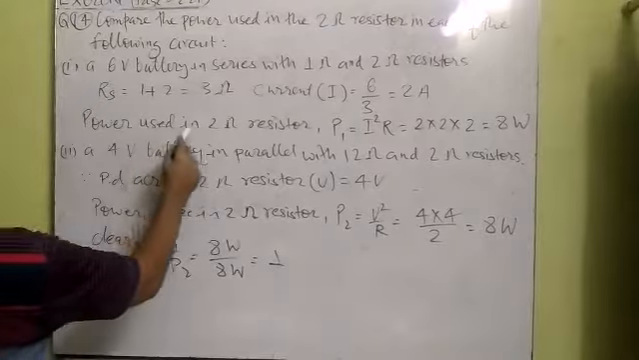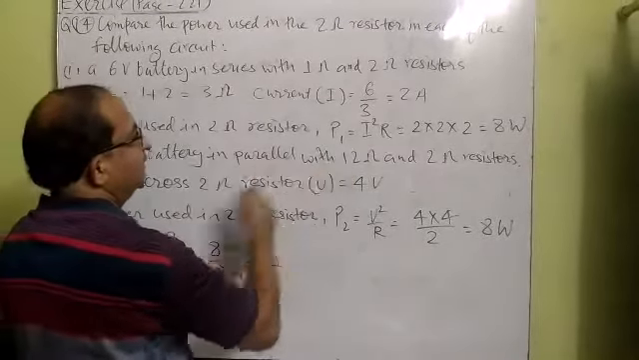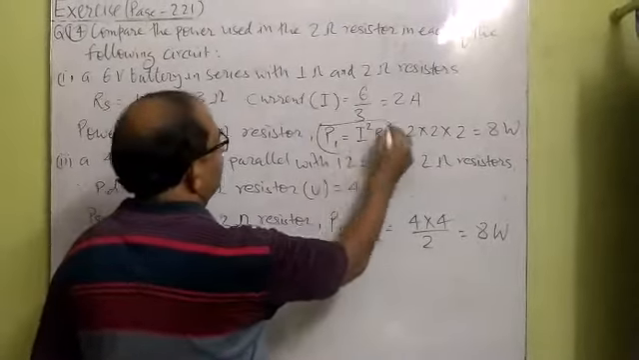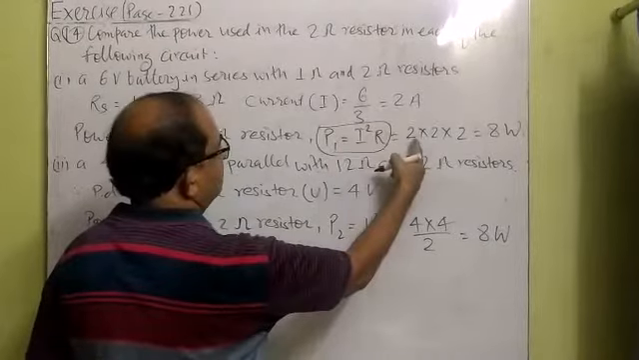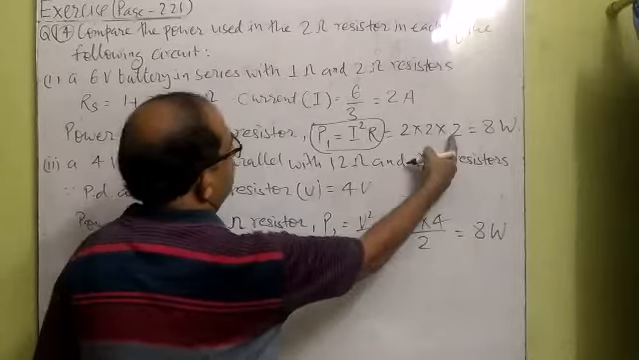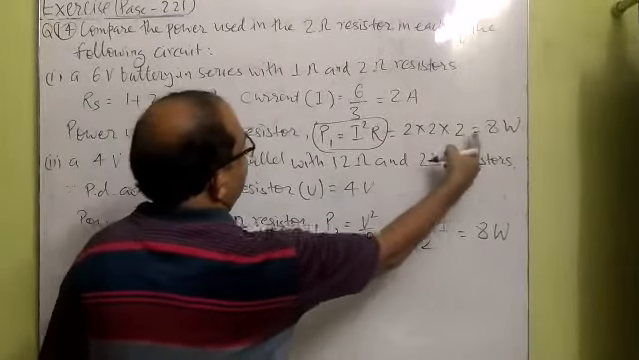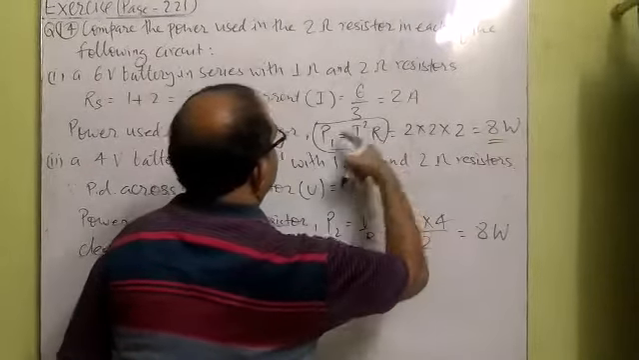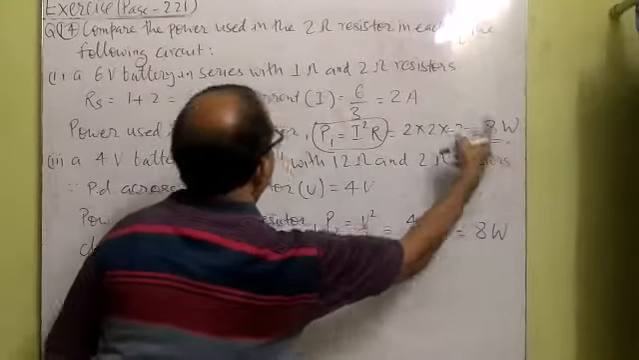So the power used in the 2 ohm resistor can be found by the formula P1 is equal to I square R, where I is current. So current is 2 ampere, 2 into 2, and resistance is also 2 ohm. That is why the total power developed by the resistance of 2 ohm will be 8 watt.